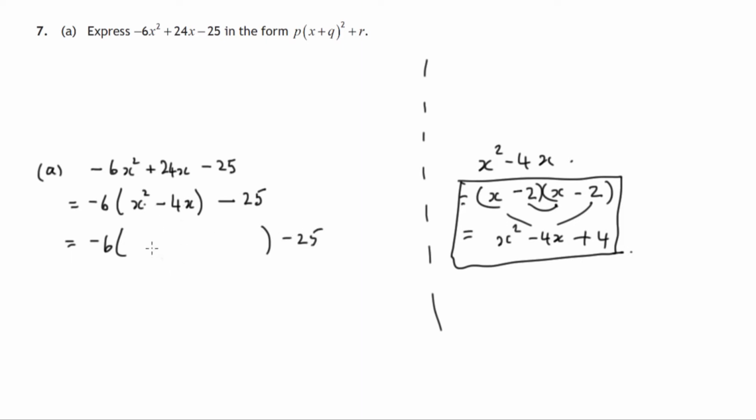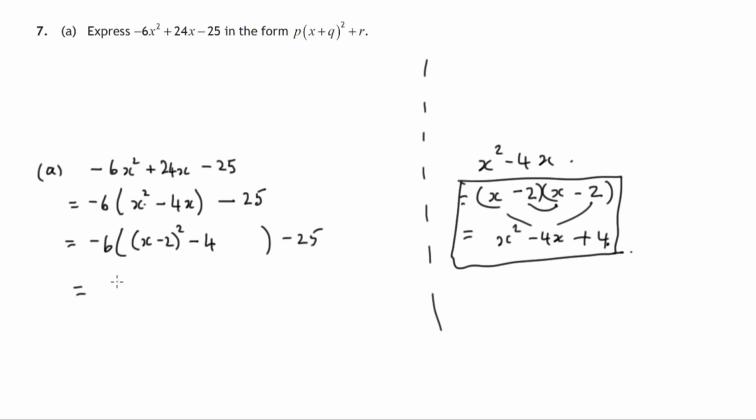If we write x squared minus 4x as x minus 2 times x minus 2, we've added a 4. We don't need that 4, so let's take it away. So that now, when you multiply all this out, you get x squared minus 4x plus 4 minus 4, so there is no constant there. So that's okay so far.